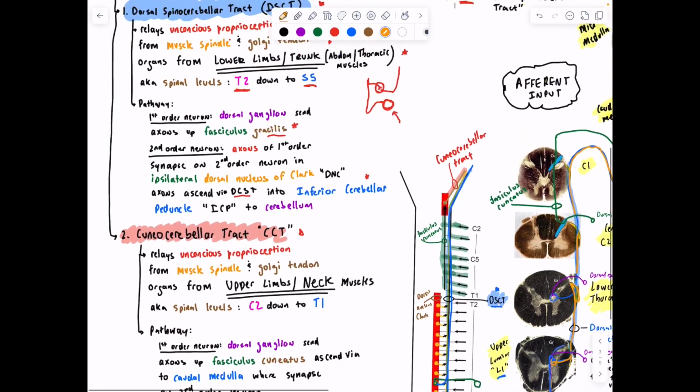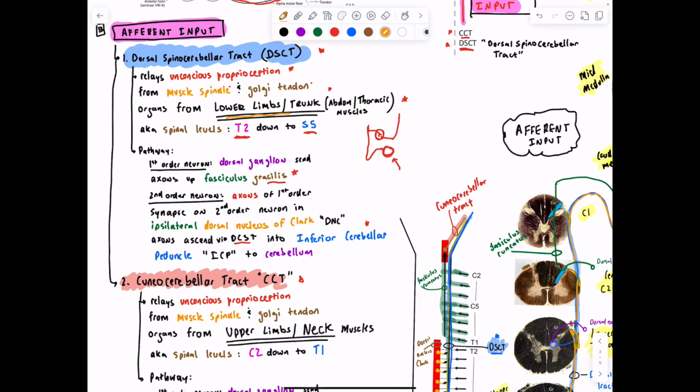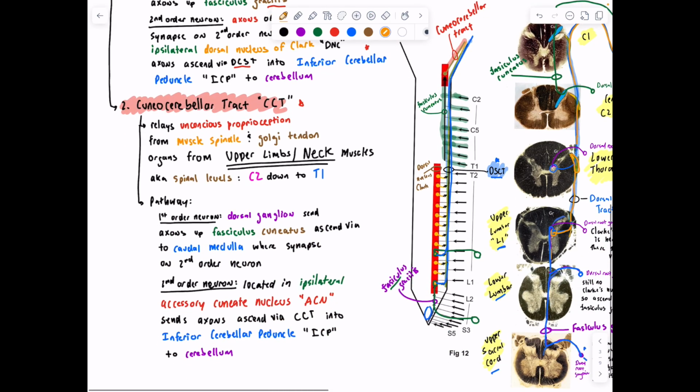If you are for the lower limbs and the trunk, so T2, thoracic 2, think thoracic cage and down, right? But what if you're like T1 and neck? So the first thoracic vertebra and neck. Then you would use the cuneocerebellar tract. And so again, this is just upper limbs and neck, C2 down to T1. And this follows the exact same pattern, which is really nice.